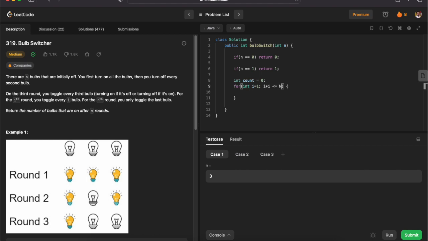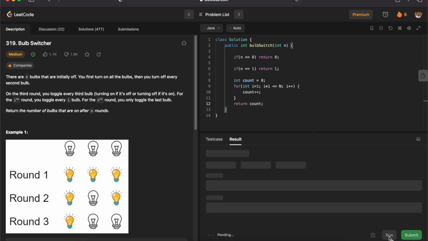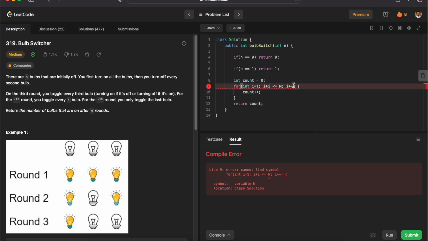So it will be like the square root of n. i into i means what? i square less than or equal to n, it means the square root of n. Okay, then i plus plus, and we need to increment the count, then we need to return it. Okay, so run this. This is small n.